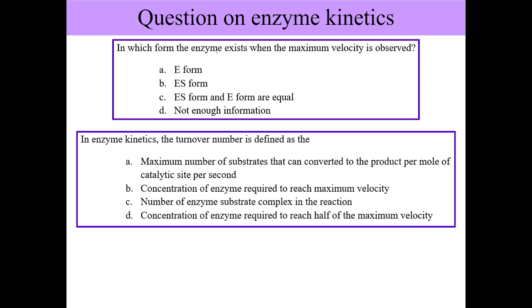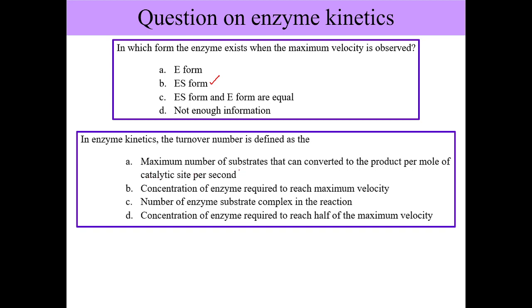So in which form does the enzyme exist when the maximum velocity is observed? So we learned previously while talking about the different assumptions and different formulas that maximum velocity is attained when the enzyme is in the ES form. Okay, so you can refer to the PPT and confirm that this is the case.